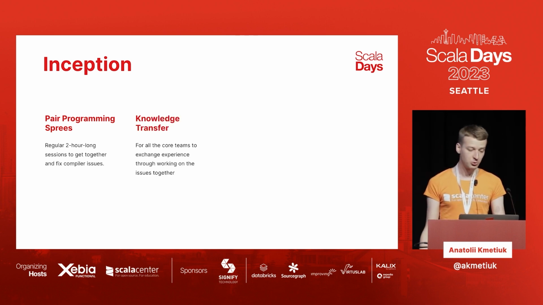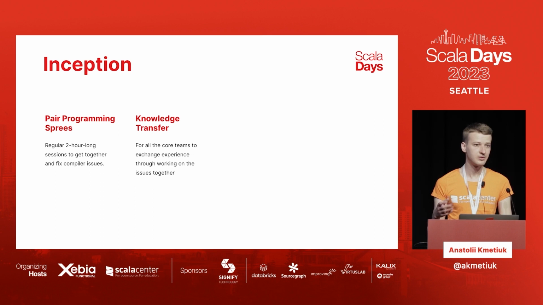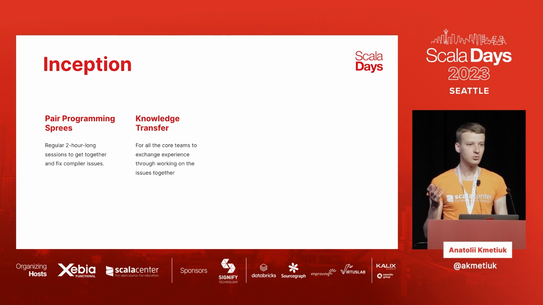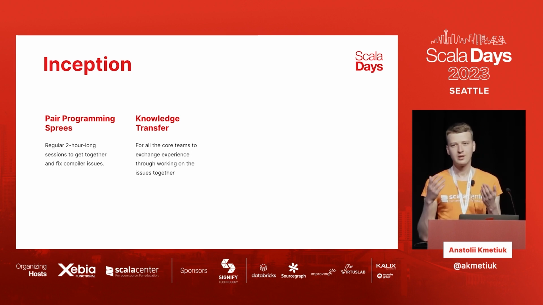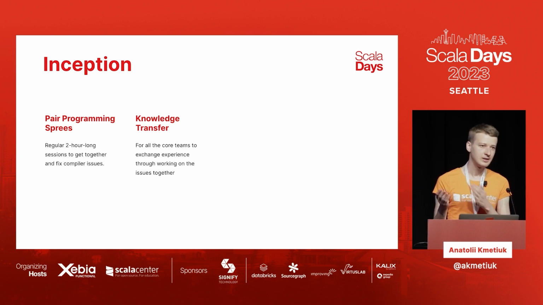The initial objective was mostly knowledge transfer, because in our core teams, in general, we have a situation where different people work on different areas of the compiler. So if you bring them together and allow them to work together on different issues, it means that people get to communicate while working on certain issues that one person may be more familiar with, one person may be less familiar with, and this means knowledge transfer.